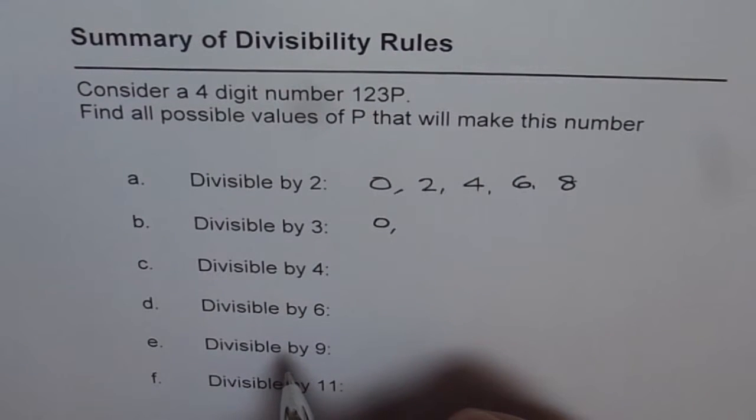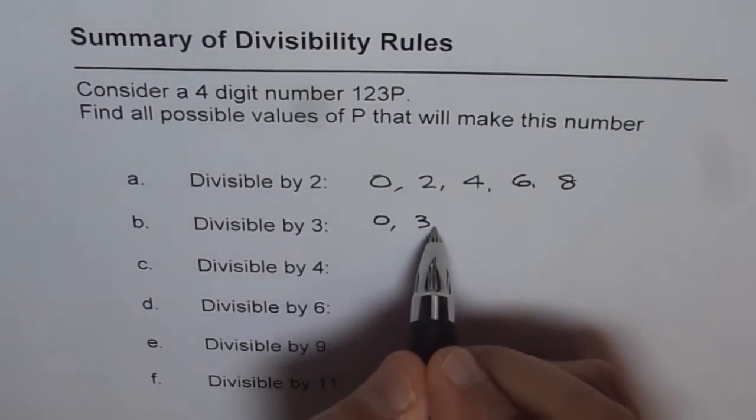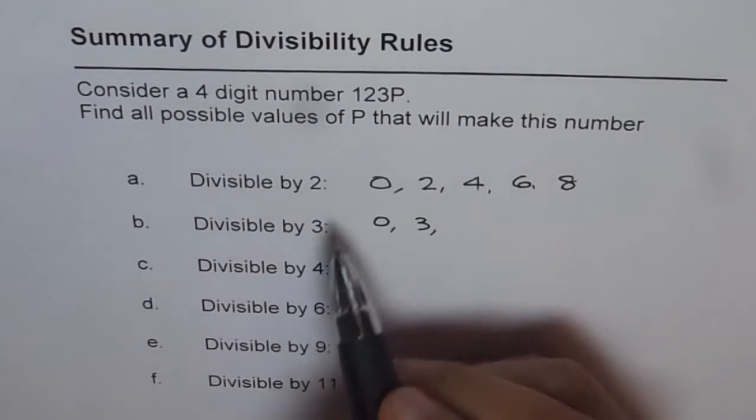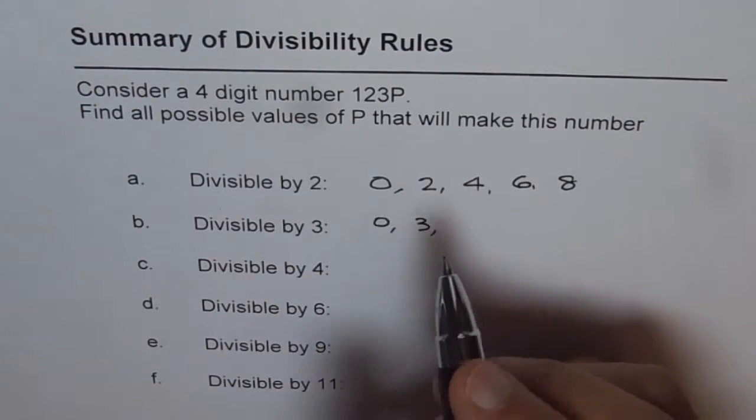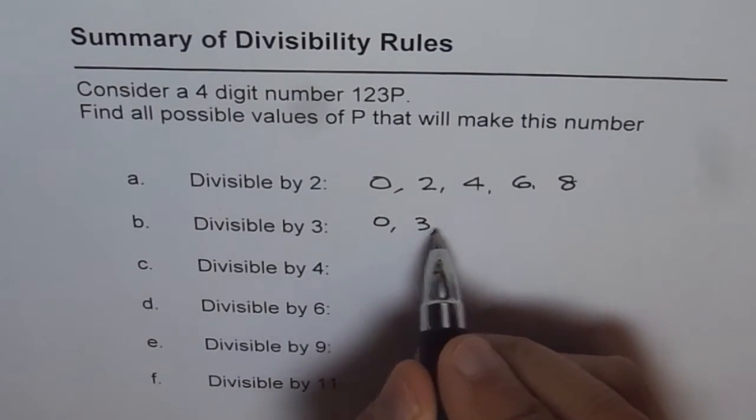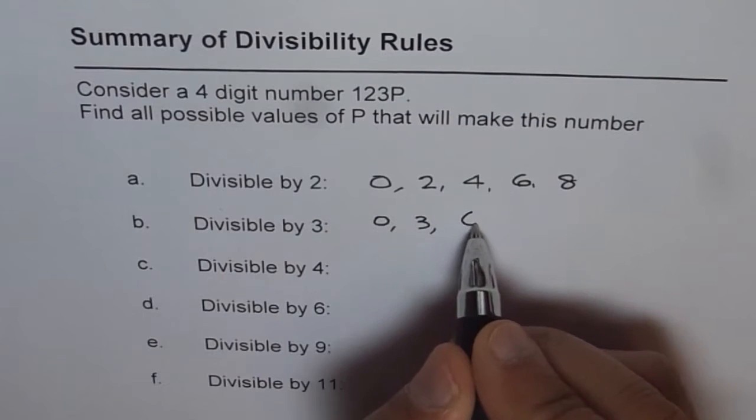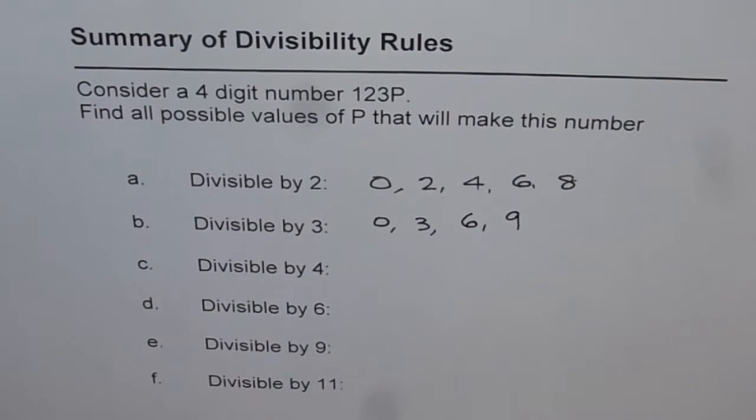P cannot be 1 because 6 plus 1 is 7. It cannot be 2. It could be 3, right? So what we can have, if P is divisible by 3, then it works for us. So P could be 0, 3, and 3 plus 3 is 6, and 9. That gives the rest of the numbers.